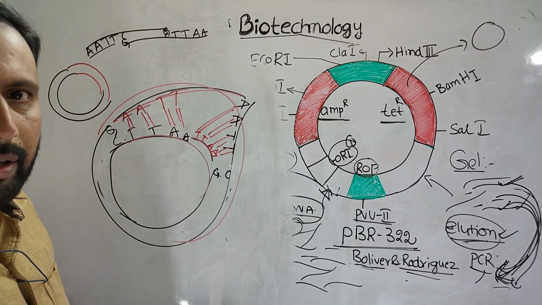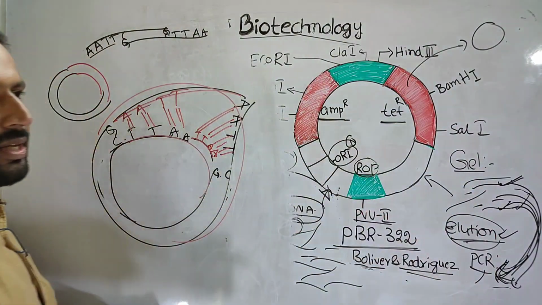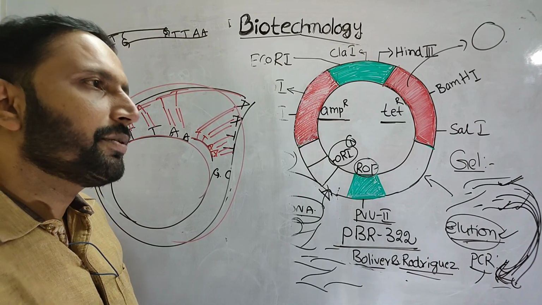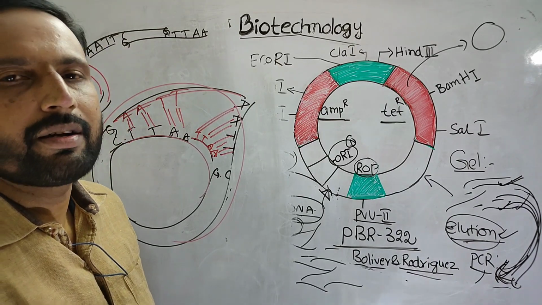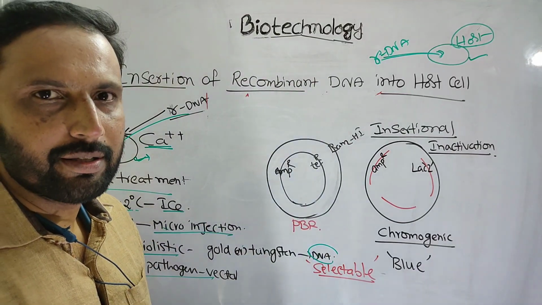This is the recombinant DNA. Now this recombinant DNA is inserted into the host cell. That process is called transformation. After transformation, that host cell is called transformed. This step is insertion of recombinant DNA into the host cells.